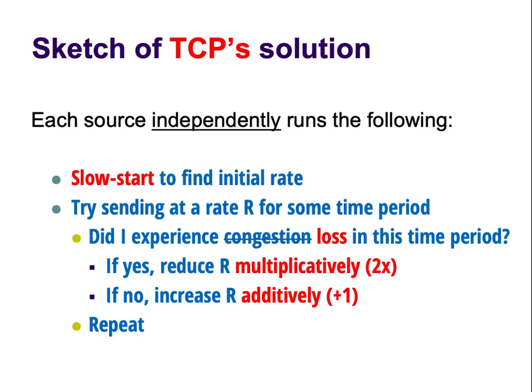And we now know that the way you reduce your rate is you multiplicatively decrease by some factor. In TCP's implementation, that's 2x. And if there's no congestion, you increase your rate additively, right? AIMD. So in TCP, again, that's +1 MSS per round trip time, which we'll cover when we get to the details of TCP. Any questions on this basic approach?